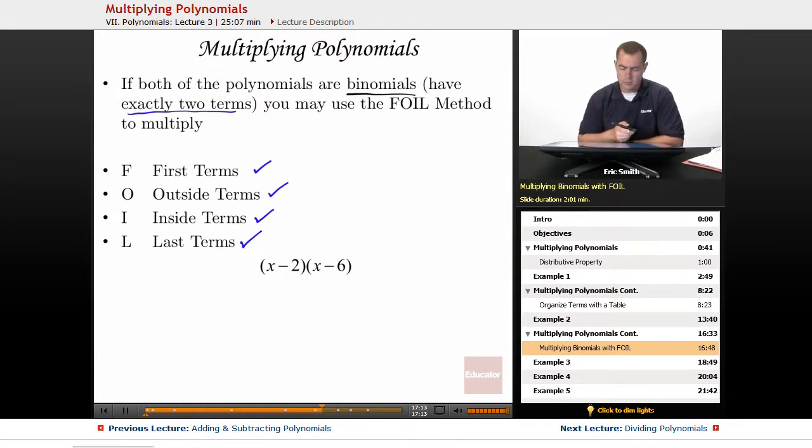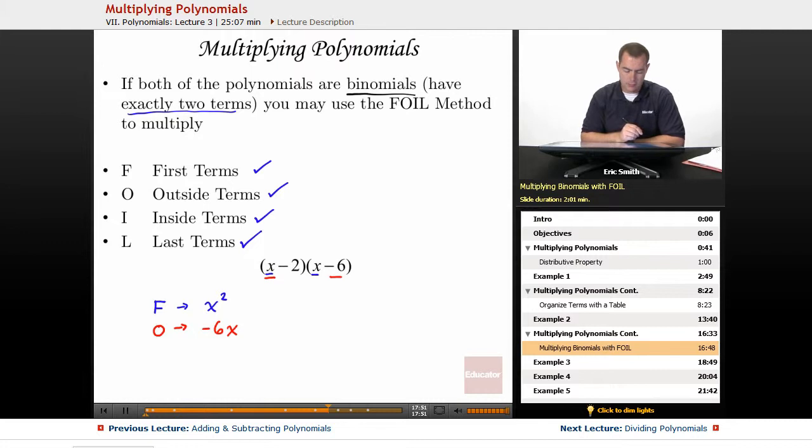So let's see how it works with this one. I have x minus 2 multiplied by x minus 6. So I'm going to take this bit by bit. The first terms in each of these binomials would be the x and the other x. So let's multiply those together. That would give us an x squared. Then we'll move on to the outside terms. So by outside, that would be the x and the minus 6. So we'll multiply those two together. Minus 6x.